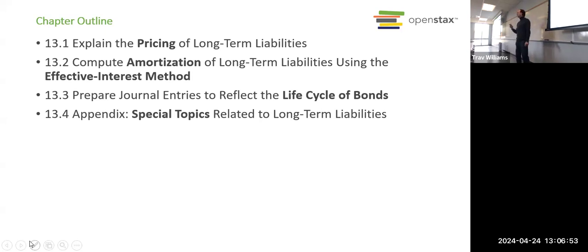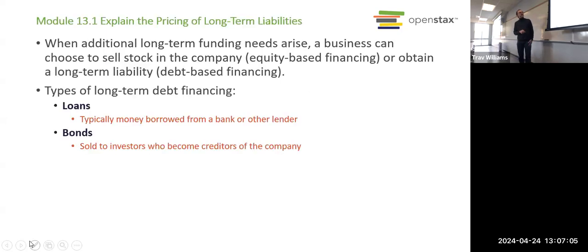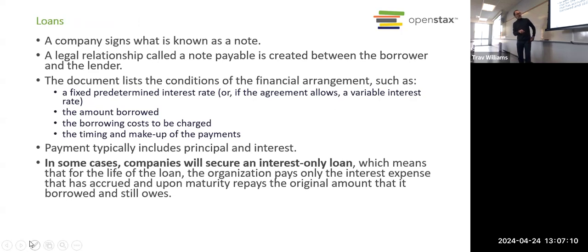We talked about how to journalize when you issue the bonds, when you pay out the interest, and also when the bonds mature and you pay out the principal. And then we will get to some special topics related to long-term liabilities. So let's just see what we need to review here.